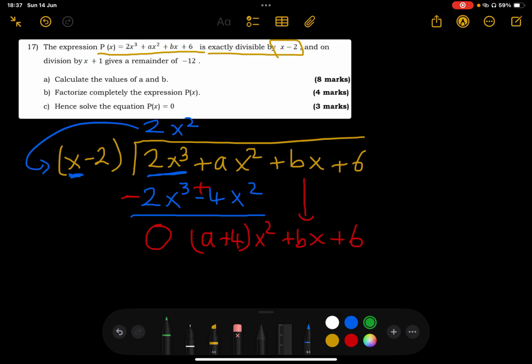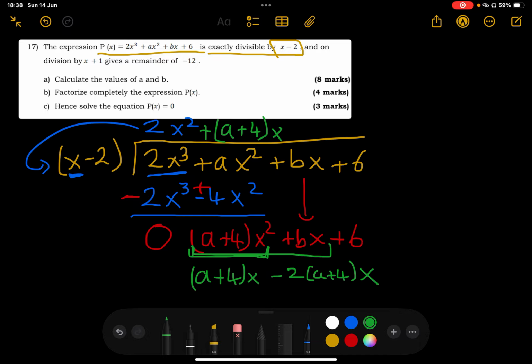Let's choose a new color. So to get the number up here, we're going to say, okay, how many times does x minus 2 go into this term? Or how many times does x go into this term? Or what do we need to multiply to get that term? And we get a plus 4x, right? Because if we multiply that by x, we'll get, so let's do the multiplication out. So we'll get a plus 4x, and then when we multiply by minus 2, we'll get minus 2 times a plus 4x.